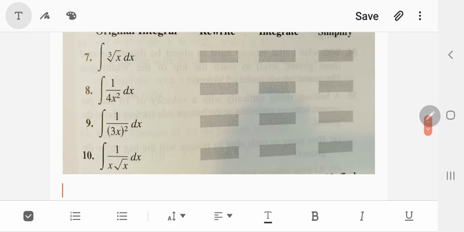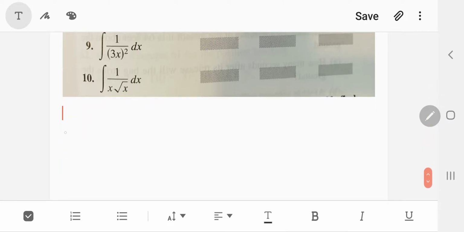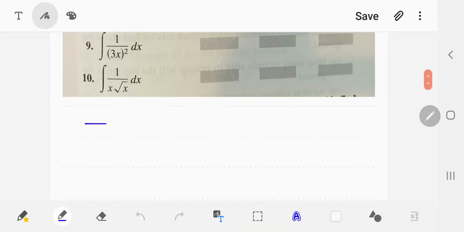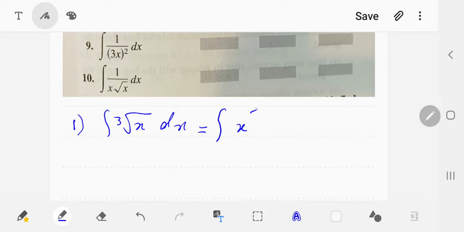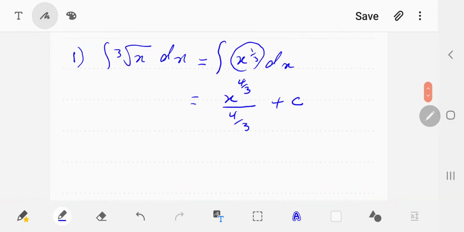It's integration of third root of x, which means integration of third root of x depending on x. What does that mean? This means I'm integrating x to the power of 1/3 depending on x. Now it's a power, so we can follow the first rule. We just add 1 to the power, so this will be 4 over 3, divide by the new power, 4 over 3, plus a constant.